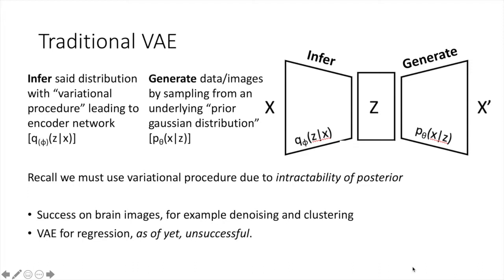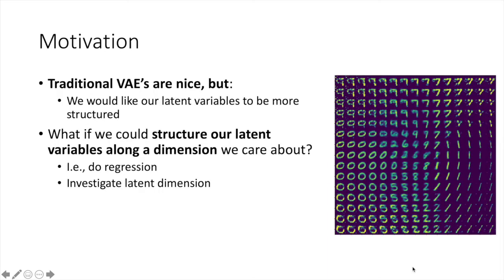There's been a lot of success in using this type of network for brain images, for example, denoising and clustering, but as of yet regression is not quite successful. So the motivation behind this paper is that traditional VAEs are nice, but we would like our latent variables to be more structured. And so what if we could structure our latent variables along a dimension we care about? Basically, can we do regression with these things? And if we are able to accomplish this, we're able to investigate the latent dimension.